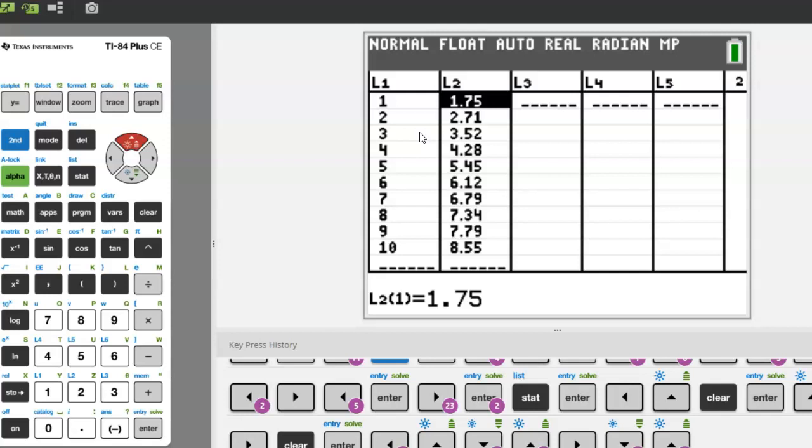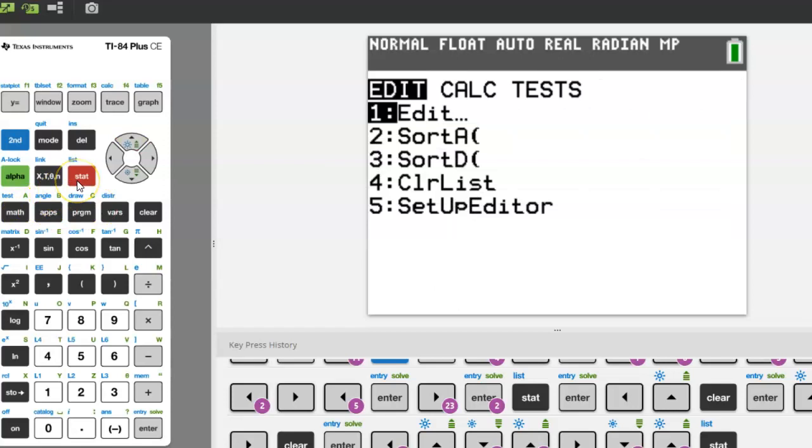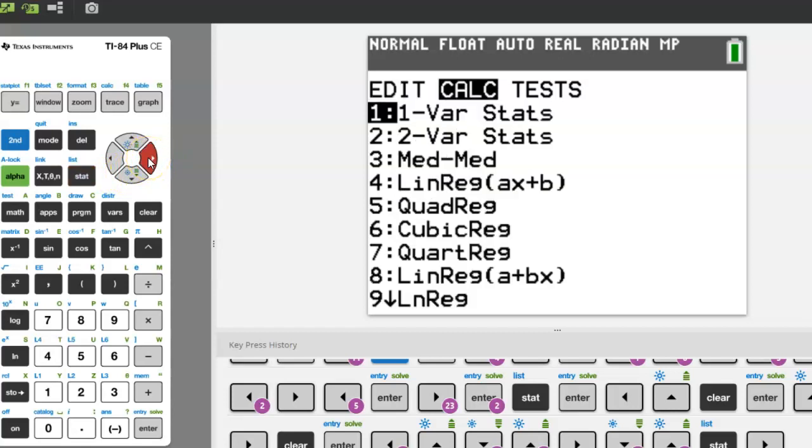All right, so hopefully you got all those entered in. So the next step is we're going to press the stat button again, but we're not going to hit edit. We're going to arrow over. So on your touchpad here, arrow over to the right where it says calculate, and we're going to choose option 5, quadratic regression is what that stands for. And hit enter, or you could just type in 5 on your keypad.